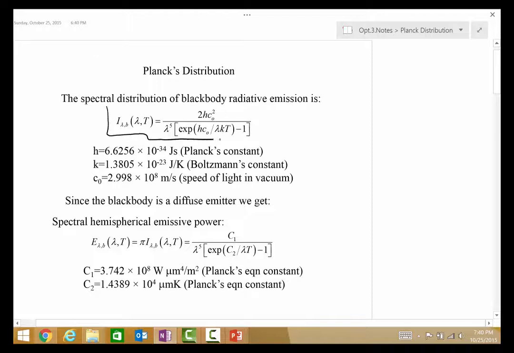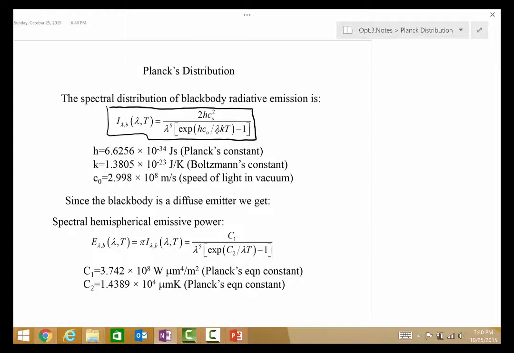Planck's distribution depends on many different factors. Among others is what has become known as Planck's constant, h. Another is Boltzmann's constant, and of course the speed of light in vacuum. You also see inside here the wavelength and the temperature. The thing that is interesting is, first of all, to understand what this distribution looks like, and to understand how this distribution is used in the radiation heat transfer modeling.